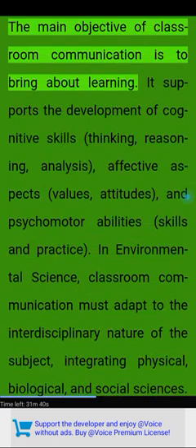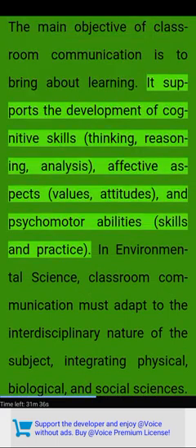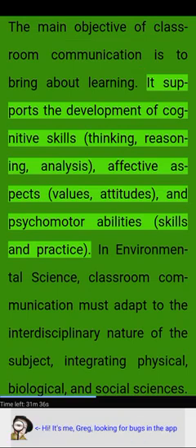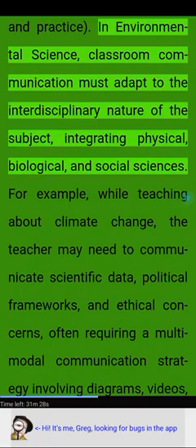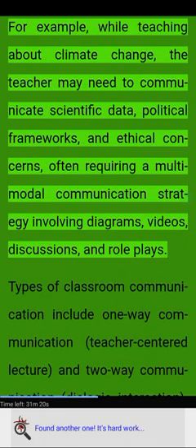The main objective of classroom communication is to bring about learning. It supports the development of cognitive skills: thinking, reasoning, analysis; affective aspects: values, attitudes; and psychomotor abilities: skills and practice. In environmental science, classroom communication must adapt to the interdisciplinary nature of the subject, integrating physical, biological, and social sciences. For example, while teaching about climate change, the teacher may need to communicate scientific data, political frameworks, and ethical concerns, often requiring a multimodal communication strategy involving diagrams, videos, discussions, and role plays.